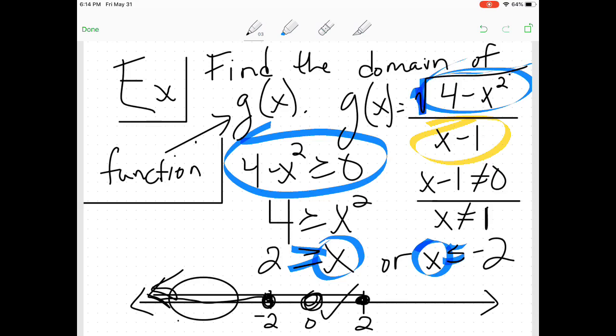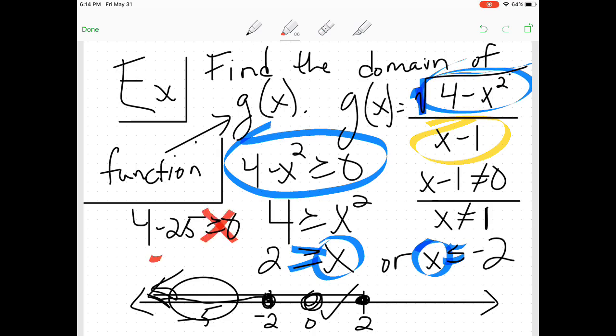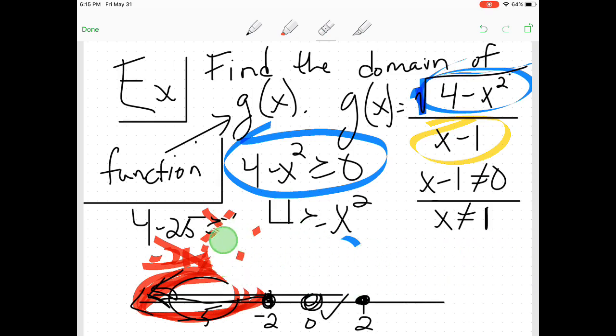What if I pick a number over here? Let's say, I don't know, negative 5. 4 minus, well, negative 5 squared is 25. 4 minus 25. Is that greater than or equal to 0? Definitely not, right? Negative 21 is not greater than or equal to 0. That does not work. Okay, so this range here that's all wrong. Okay, so let's take a step back. Let's just erase this.